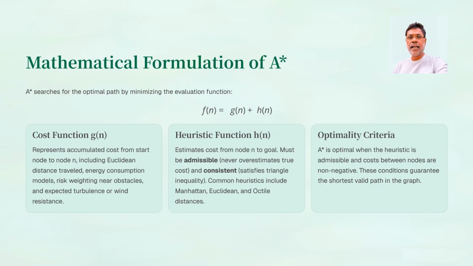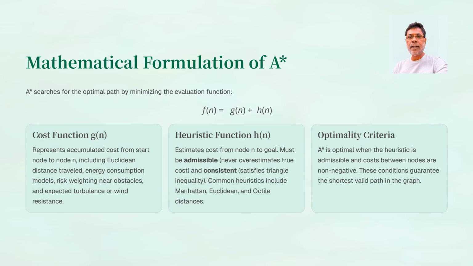At its core, the A-star algorithm works by trying to minimize a simple evaluation function to find the best possible path. The first part of that function, G(N), tracks the cost of getting from the start to the current node. This can include things like the actual distance traveled, estimated energy usage, how close the drone is flying to obstacles, and even expected wind or turbulence along the way. The second part, H(N), is a heuristic, basically an educated guess about how much it will cost to reach the goal from where you are now.